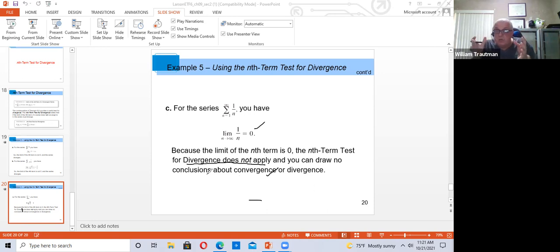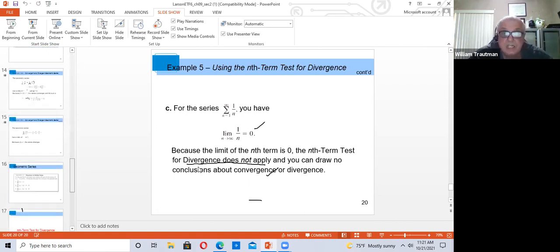If it goes to 0, it might converge. The only thing we do know is we just can't say it diverges. It could converge, but we can't say it diverges. That's a weird test. And that was the last slide.